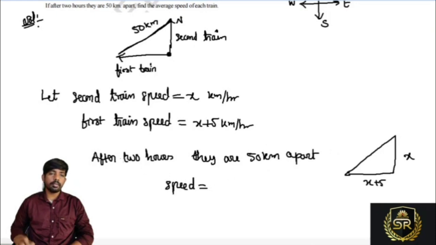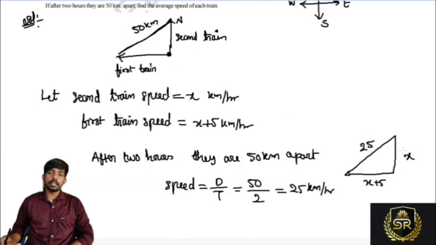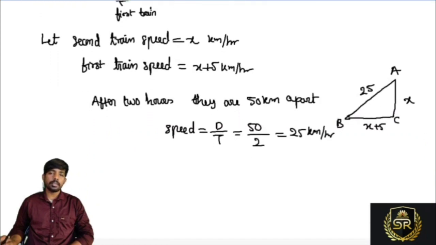So in this right angle triangle, what is the speed here? In 2 hours they separated 50 kilometers. Speed is equal to distance by time. So distance is 50 kilometers by 2 hours, which is 25 kilometers per hour. Hence this side of the right angle triangle is 25. We can't consider 50 kilometers because this is speed but that is distance, right? In a right angle triangle everything should be in one unit. If we consider distances, all should be in distances. If we consider velocities, all should be in terms of velocities. So better to go with this.